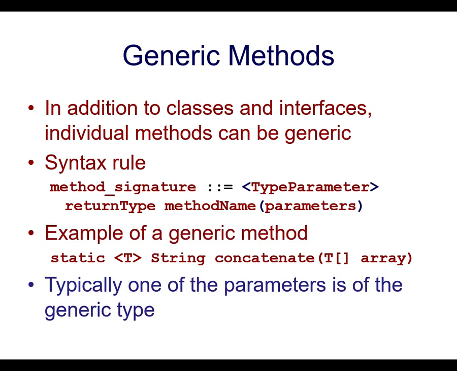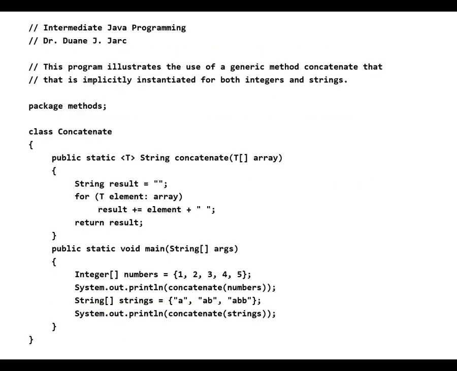When we make an individual method generic, it is usually because one of the parameters is of the generic type. Note that in the above example, the type of the elements of the parameter array are of the generic type T. This class Concatenate contains the method concatenate, which is the generic method whose signature we just encountered. Here is that method's signature. Notice the placement of the generic type parameter before the return type.